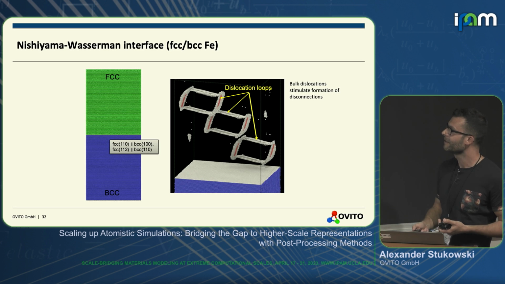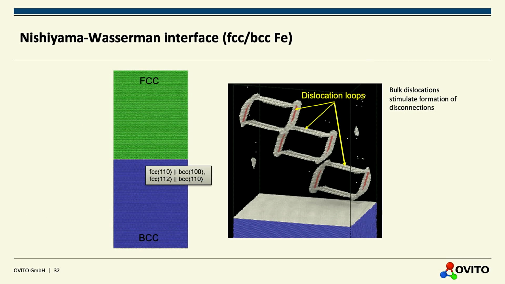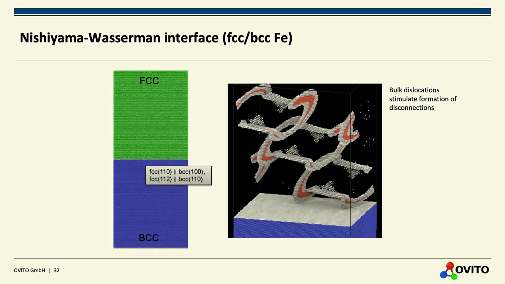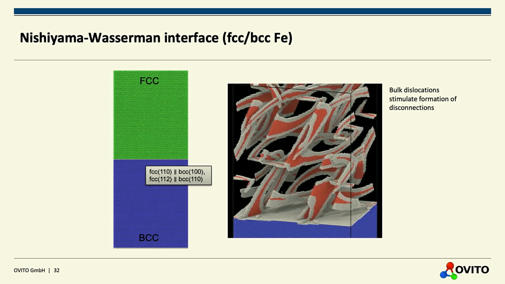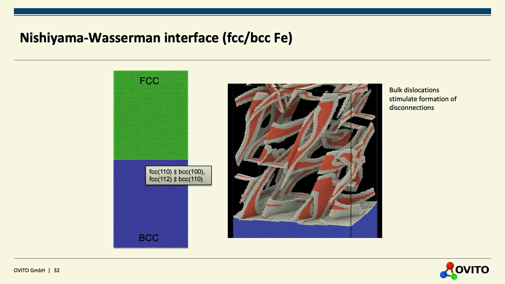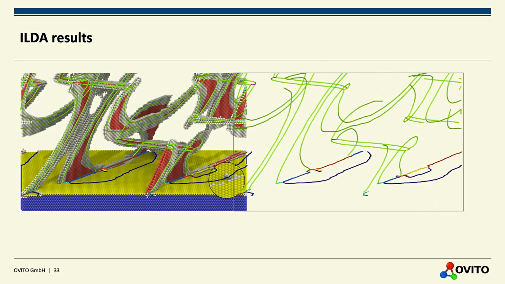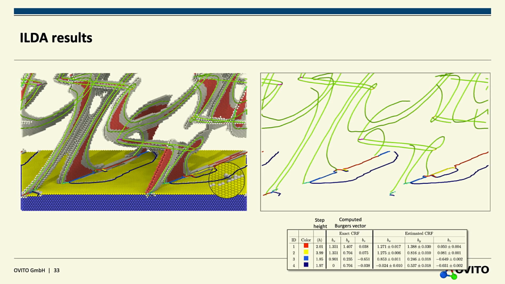So here's an example showing this method in action. This is a simulation Ryan did for an FCC-BCC interface in iron. He introduced Frank-Read dislocation loops in the FCC crystal, which then expand and impinge on that interface to give rise to interfacial defects that you see here, so steps inside of the interface. We take a closer look. You see the lattice dislocations, and they have reacted with the interface. So this is what the ILDA method gives as an output.